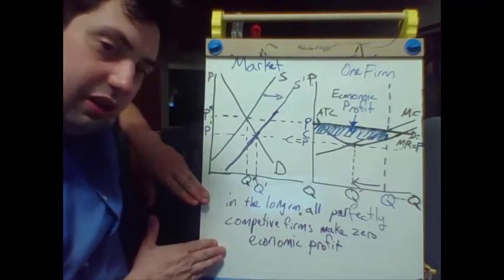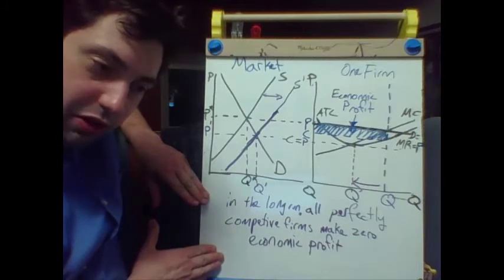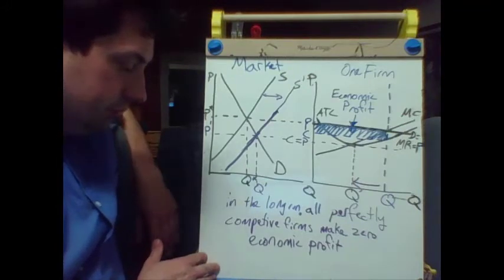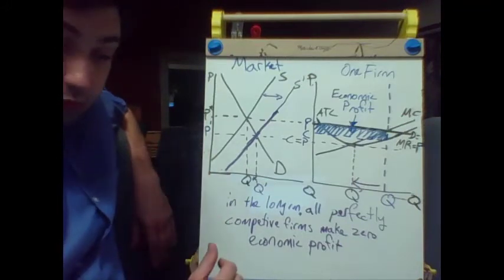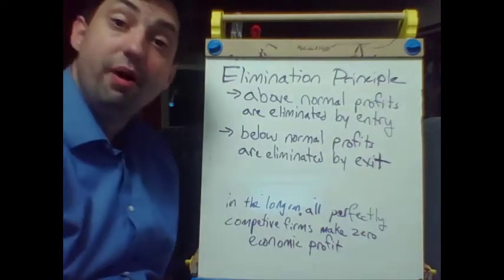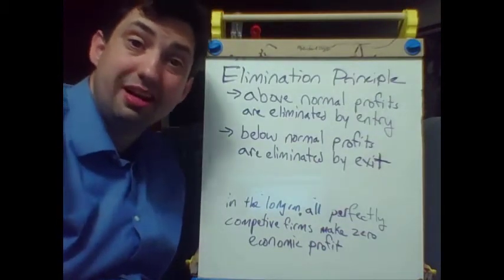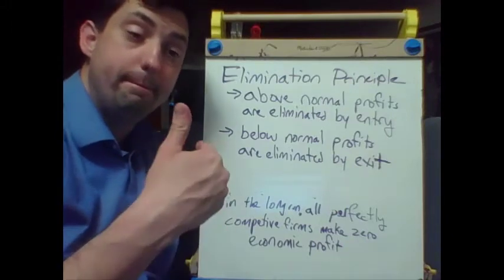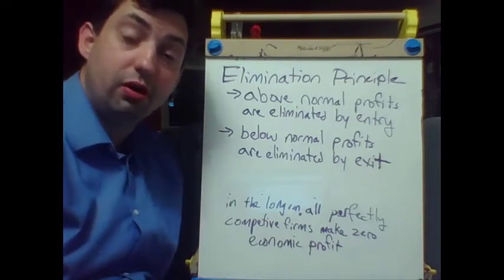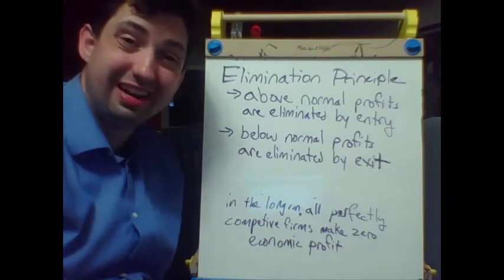The way we get to this idea that in the long run all companies make zero economic profit is through the elimination principle. Above normal profits are eliminated by entry, or economic profits are eliminated by entry, and below normal profits are eliminated by exit, or economic losses are eliminated by exit.